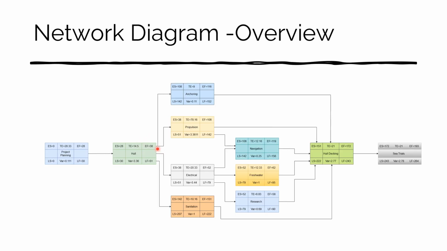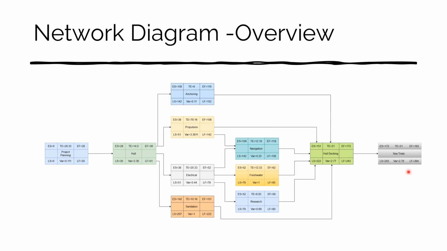is the 38 days. Then this transfers over into the propulsion, which is going to be the earliest we can start is 38 days. This follows throughout our entire diagram here until we get to the very end where our earliest we can finish is 172, which means the earliest we can start on the final node, the final activity, is going to be 172. We add the 21 days, and that is the earliest we can finish our entire project, is going to be 193 days after we start our project planning.